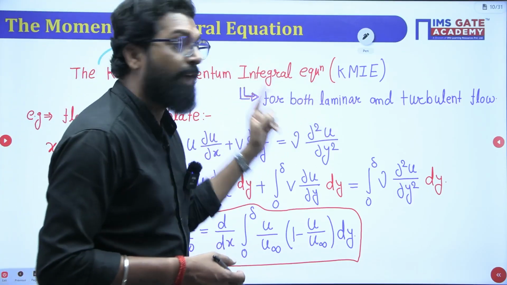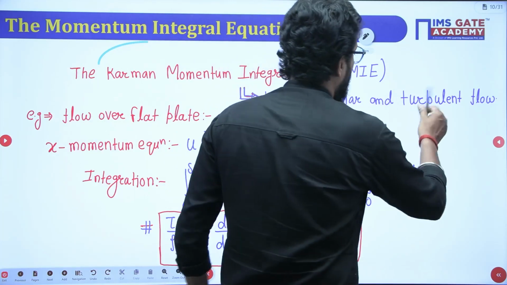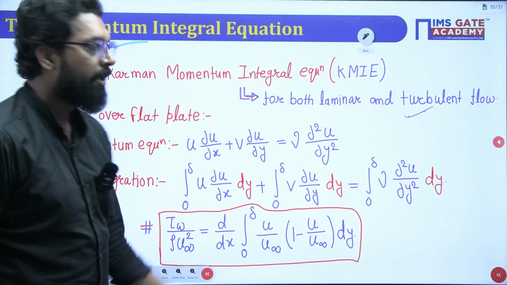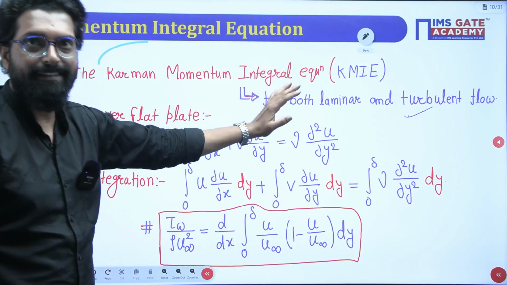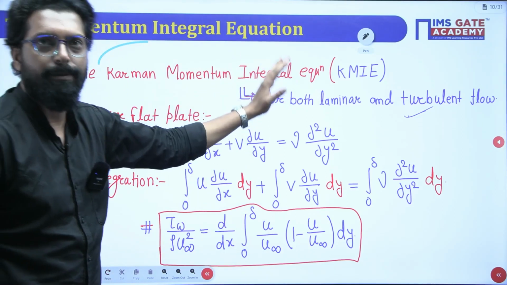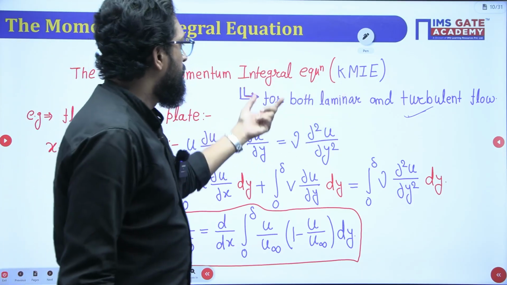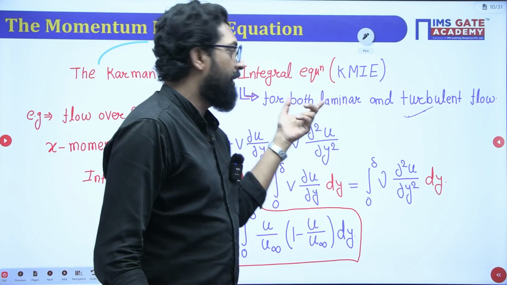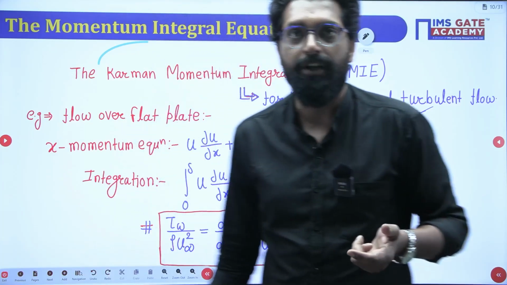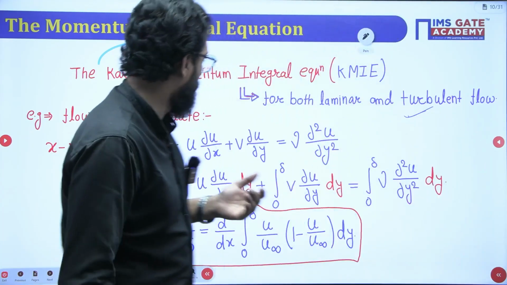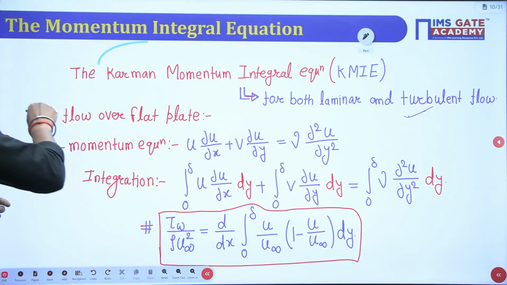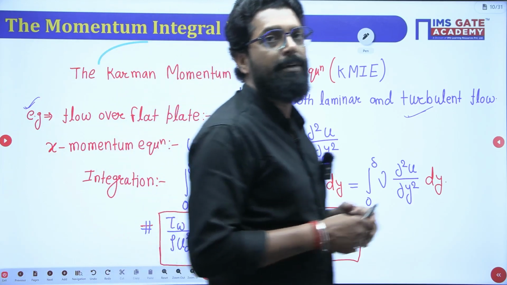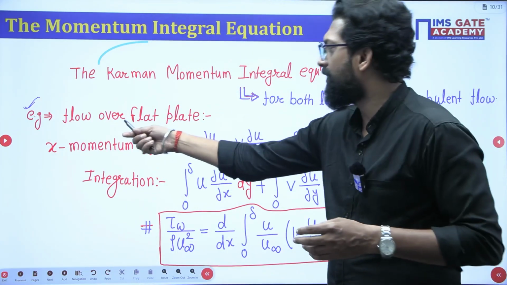That equation is valid, and this is very important, for turbulent as well as laminar flow. That means after the integration of the x direction momentum equation, the equation you get, you apply frequently for both laminar as well as turbulent boundary layer. That is good. Okay, so we take the example of flow over a flat plate. That means we have to derive the momentum integral equation for the flow over the flat plate.